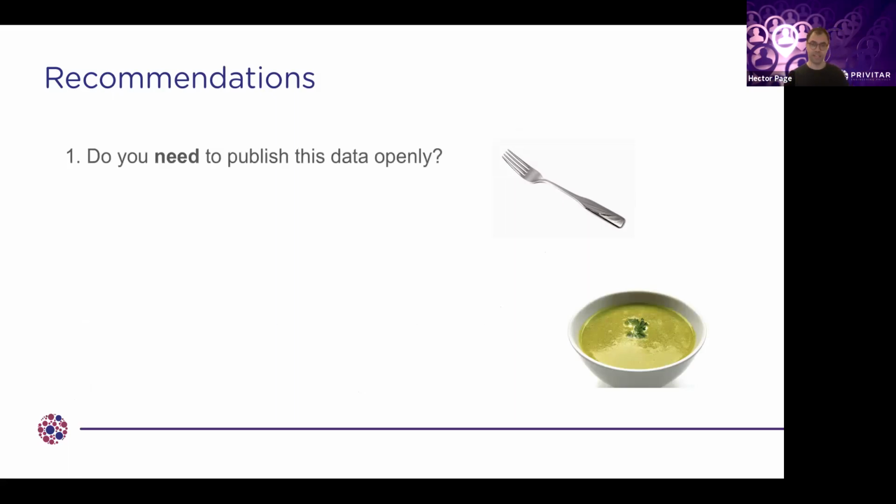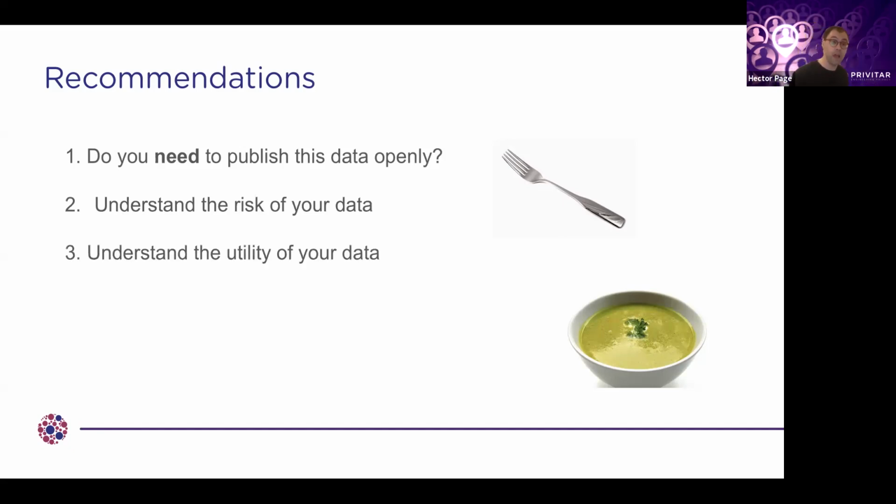Firstly, you need to think, do I need to publish this data openly? Because if you don't, you may not want these strong data level controls. You may, in fact, want to rely on environmental controls, so restricting access to your data. You will need to understand the risk of the data. So what could people learn about data subjects? That's going to affect your choices about what to do with the data. You need to understand the utility of your data. You need to know what you want to get from your analysis, or have a good idea of what a good analysis looks like, to know when you're adding a bit too much noise or not.